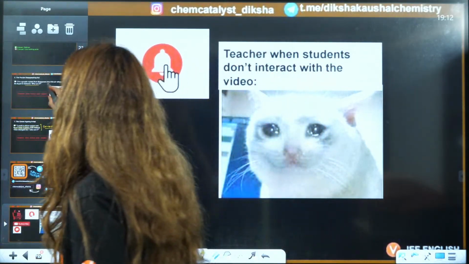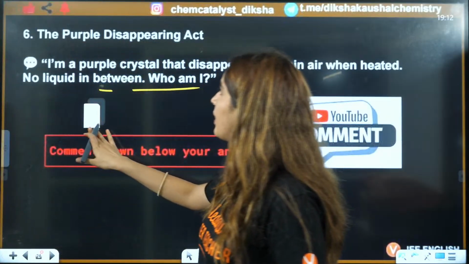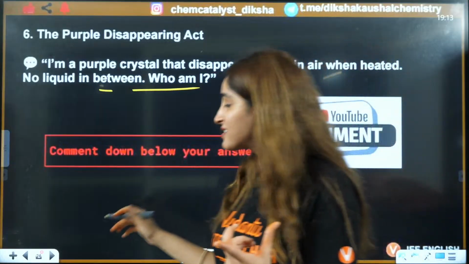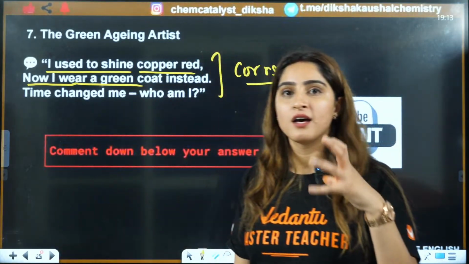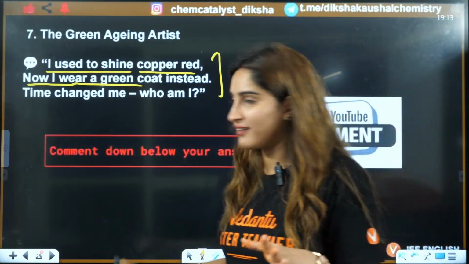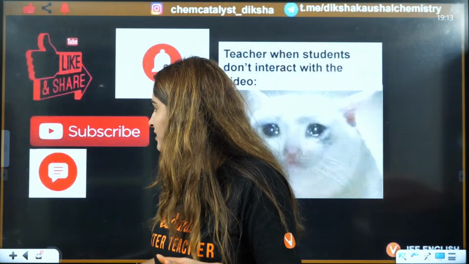I'll again show you that. This is the purple disappearing act, right? That means something which is a purple crystal, right? And here it is corrosion, where copper red turned into green, right? I think these two you can easily answer, right?